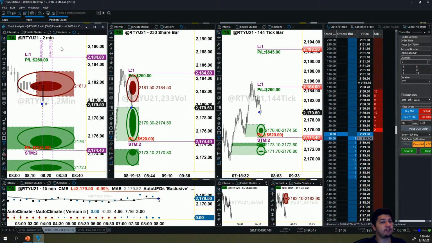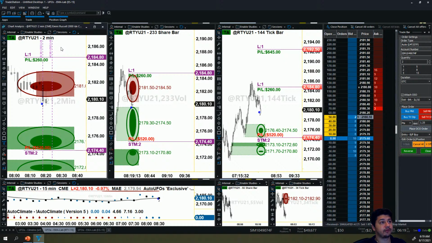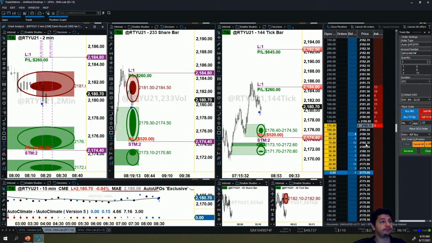2179.86 is the moving average, so we're already trading at or about the moving average at 2179.8. Actually, I just realized that we may have made a mistake here. I'm going to close the trade because the moving average is at 2179.9 or .8, somewhere like that, and we entered at 2179.6. That means we entered above the moving average, so it wasn't being enveloped by the UFO.